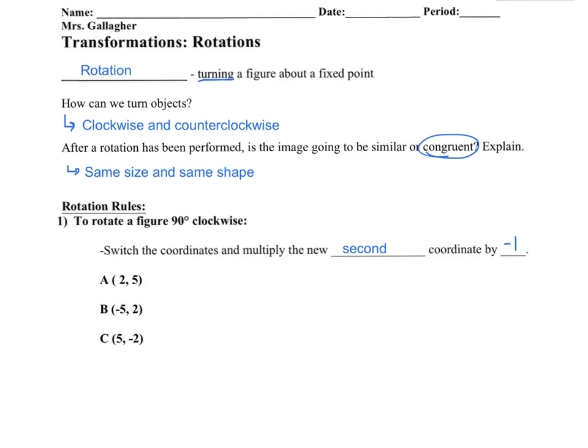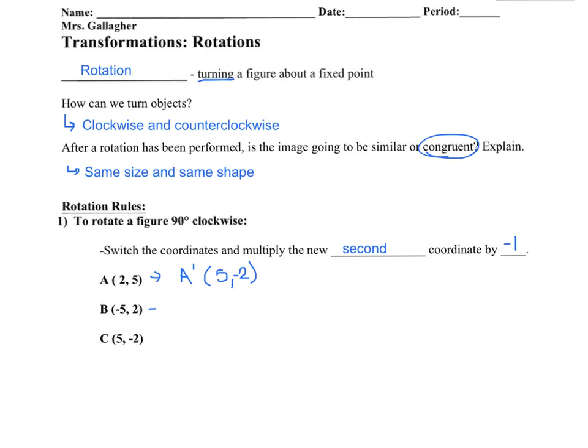So let's look at A. We have (2, 5), and we want to find A prime in a 90-degree clockwise rotation. You switch the coordinates, flipping them to (5, 2), and then multiply the new second coordinate by -1. Positive times a negative is a negative. So your coordinate would be (5, -2).